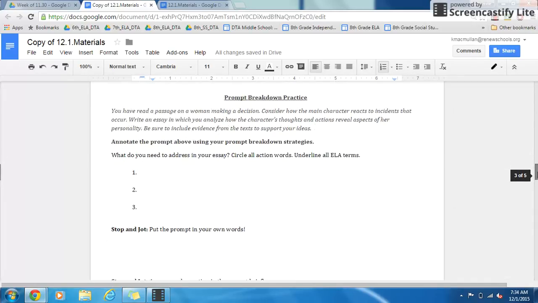Now we have a prompt breakdown that we're going to practice today. If you have not read the passage yet, then that's okay. You can still start breaking down the prompt. And then when we get up front, you can be thinking about this while you're reading. You have read a passage on a woman making a decision. Consider how the main character reacts to incidents that occur. Write an essay in which you analyze how the character's thoughts and actions reveal aspects of her personality.